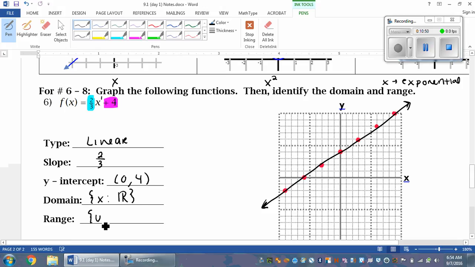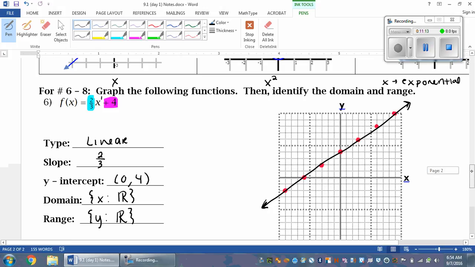Alright, the range, again, start with the brackets and the y, colon. Again, look at us going up and down. Will this line keep going down forever? Yes. Will this line keep going up forever? Yes. But since I am past both of them, my range is all real numbers.